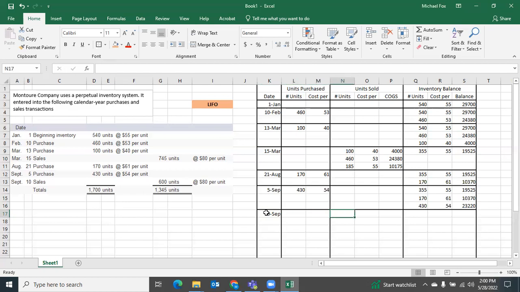And so again, which 600? So we're going to assume it's the oldest, or I mean the newest, the most recently purchased. Okay, so all of the $54 units and all of the $61 units. So 430 plus 170 should give us 600. So there's our cost of goods sold. And we should be left with all 355 of the $55 units.